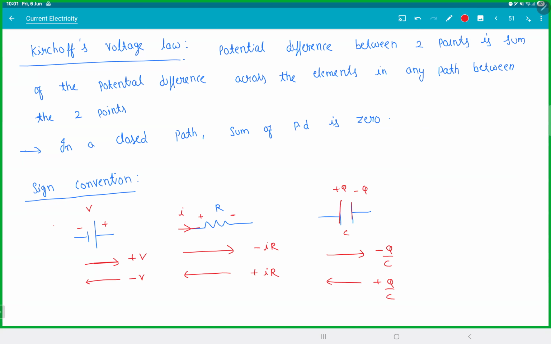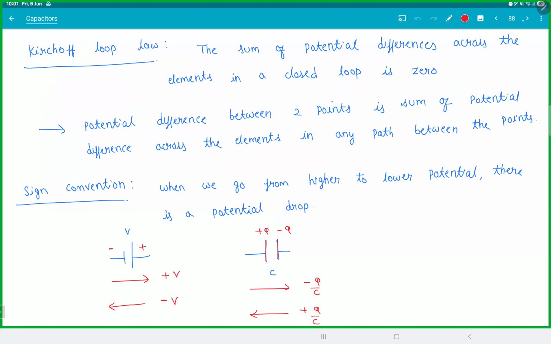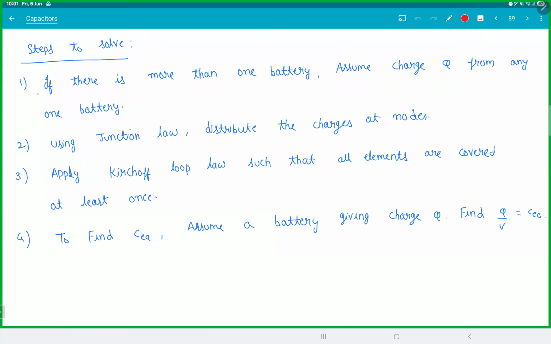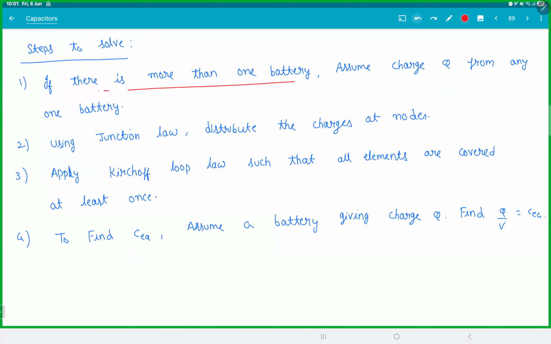And remember how we write the steps? Kirchhoff's loop law. Step 1, if there is more than one battery, assume current I from any one battery. Using junction law, distribute the currents. Apply Kirchhoff's law such that all elements are covered and solve. So instead of charge, we will now use currents. The steps are exactly the same.